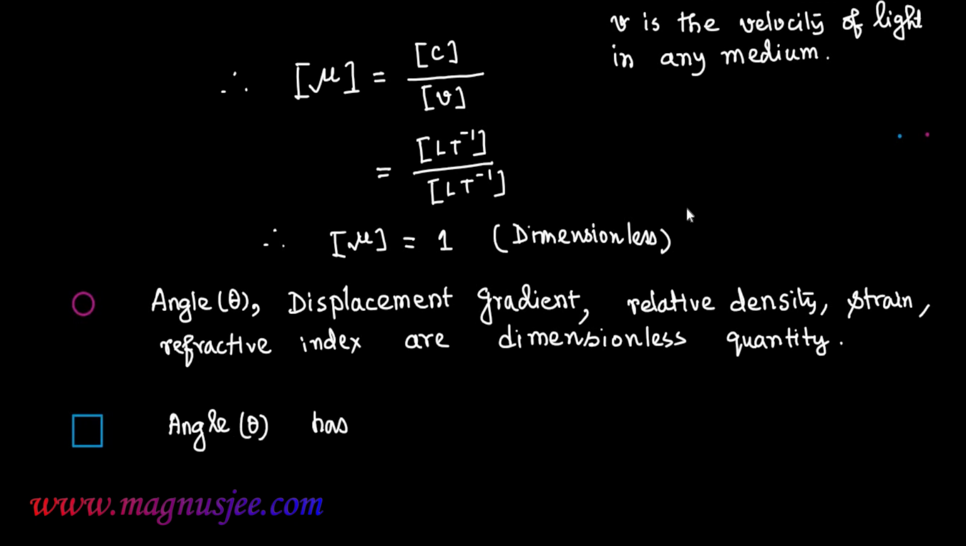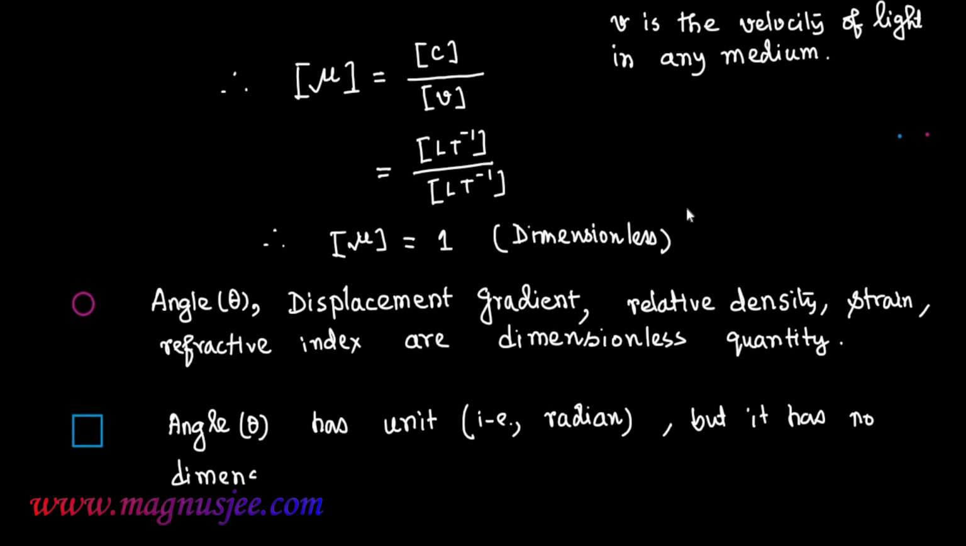Angle theta has a unit, that is radian, but it is a dimensionless quantity, or it has no dimension, which is an exception. That means theta has a unit but no dimension.